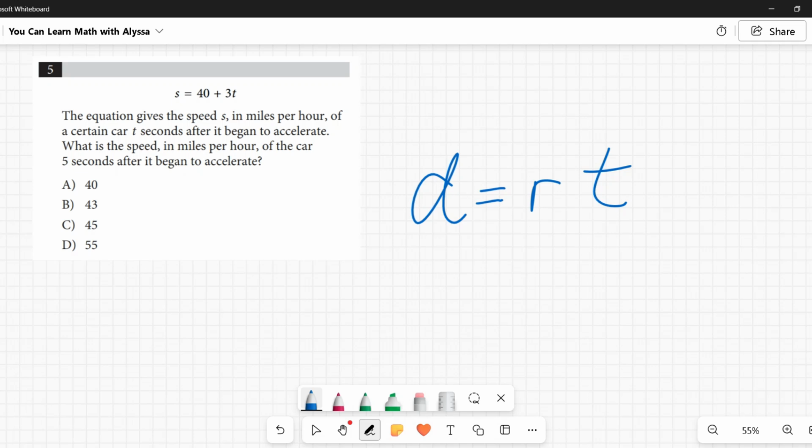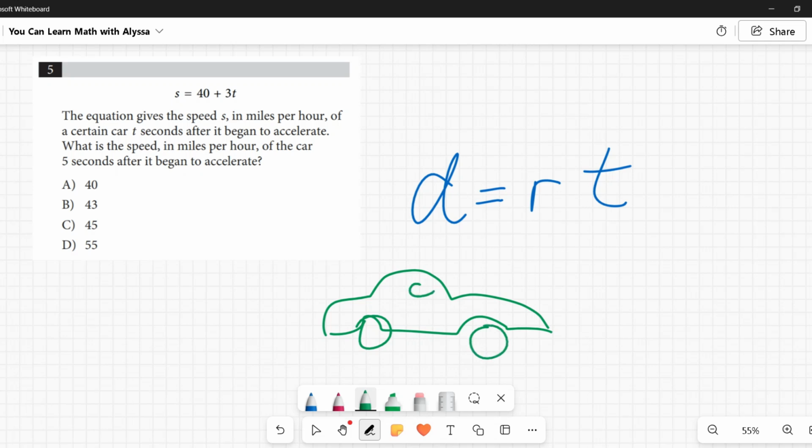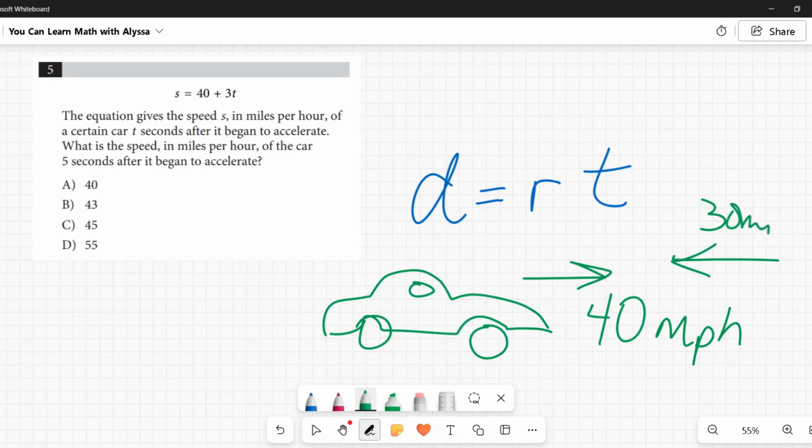Those are the kind of questions like, if a car is going 40 miles per hour down the road and there's another car that's going the other way at 30 miles per hour and they're 150 miles apart, how long before they crash in a fiery explosion? That kind of thing. That is not this.